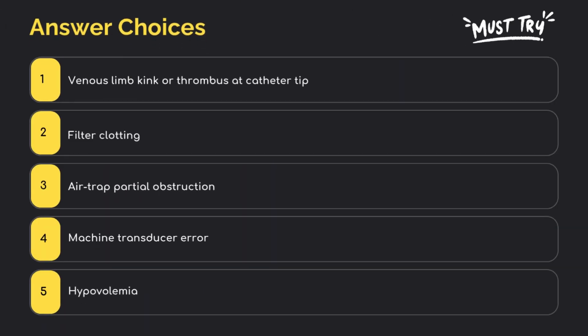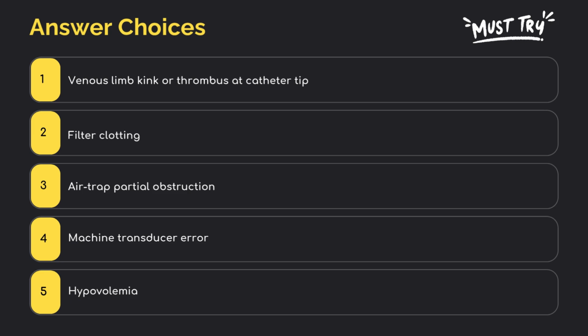Let's review the answer choices for this scenario. Option A, venous limb kink or thrombus at the catheter tip. That would cause an outflow obstruction and lead to a rise in venous pressure. Definitely something to keep in mind.